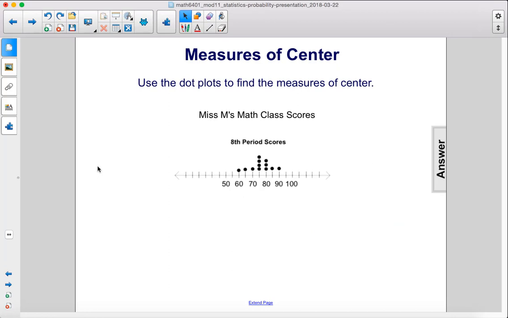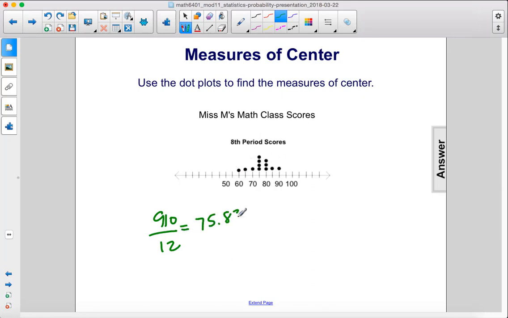Use the dot plots to find the measures of center. Alright, so if we add all of these numbers together, we get 910. And then we divide by 12 because that's how many scores there are, and we get an average of 75.83.